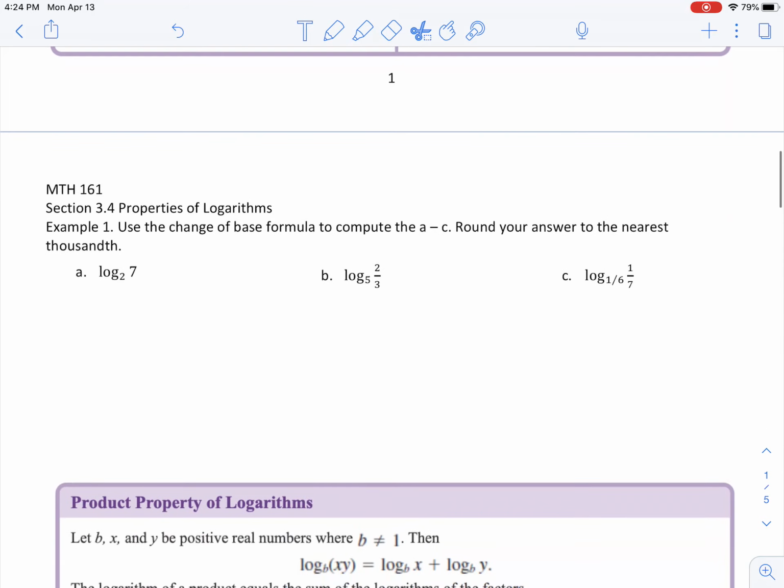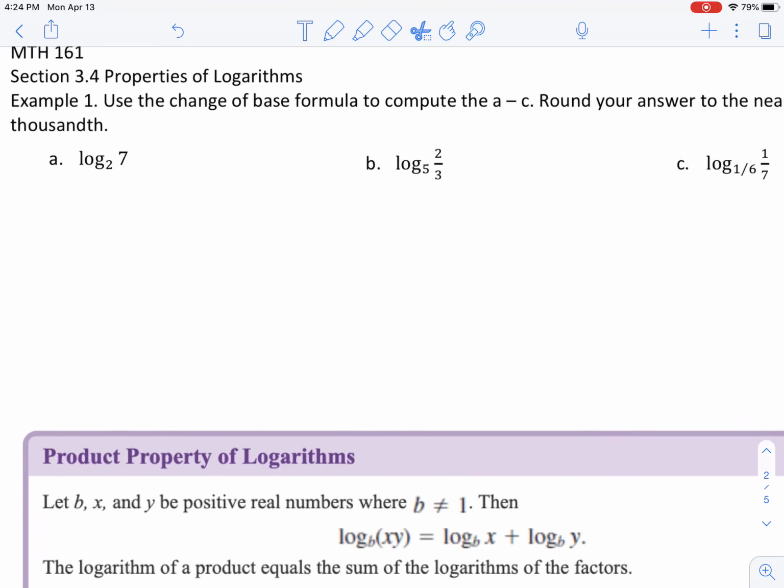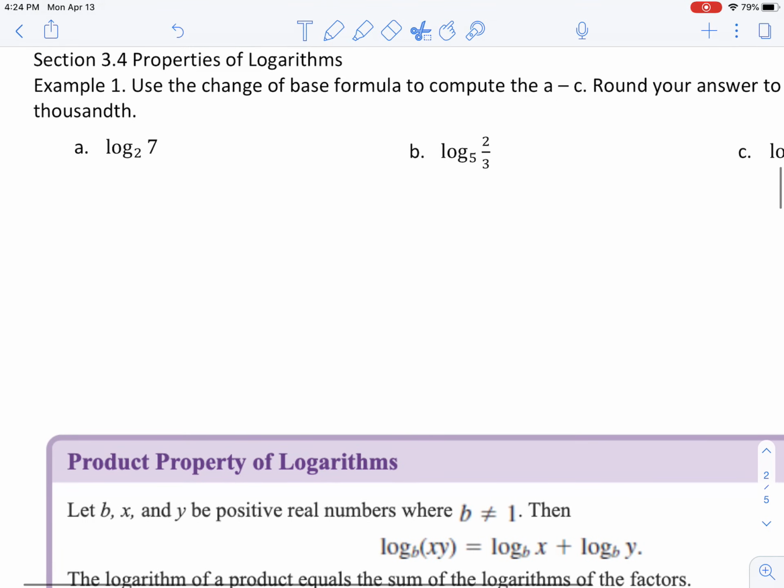So let me go over a couple of examples using that property, okay? Use the change of base formula to compute A through C. Round your answer to the nearest thousandth. Now, I know some of you have a scientific or graphing calculator that does handle this, but I'm going to use my log base formula. I like natural log. I'm going to do natural log of 7 and divide it by natural log of 2.